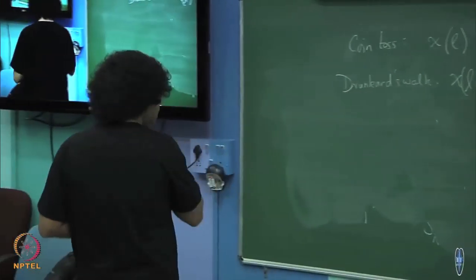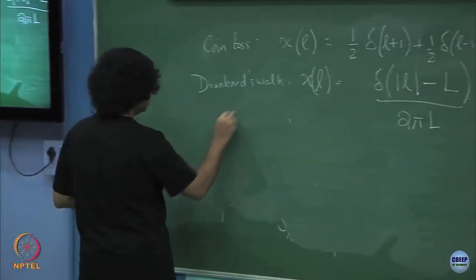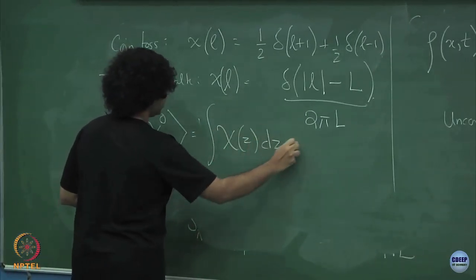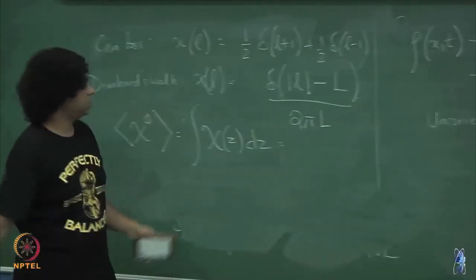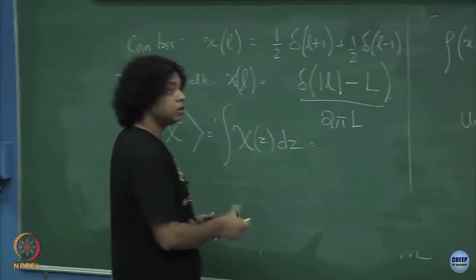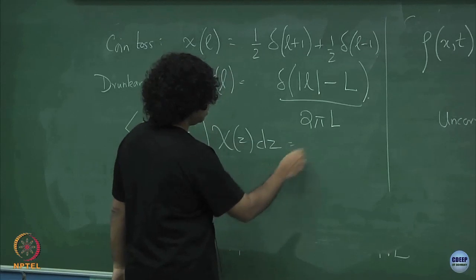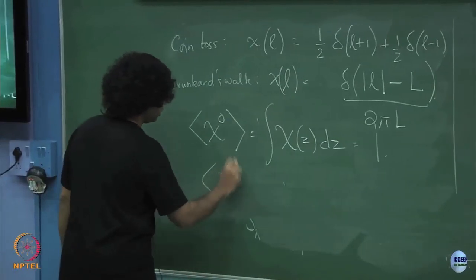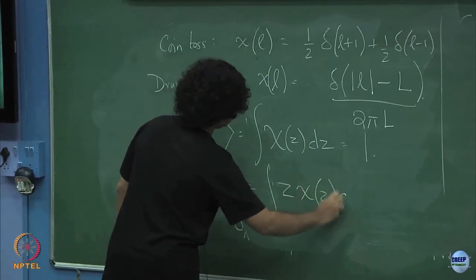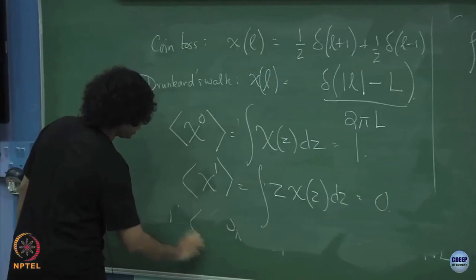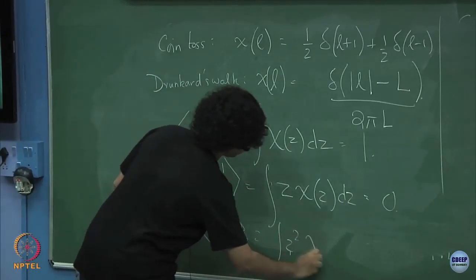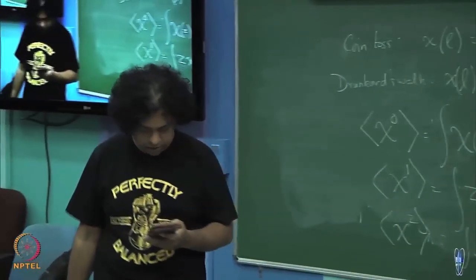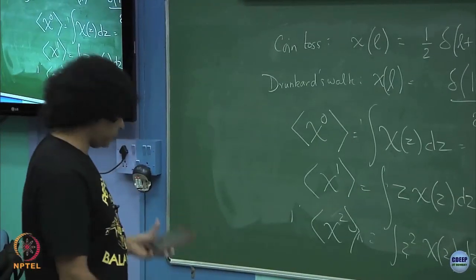Okay. So basically, the moments of this distribution are, the 0th moment is integral chi of z dz. What is that? What is the property of the probability distribution? It is 1, so it has to be normalized. The first moment, chi 1, is integral z chi z dz, and that is 0 because that is the constraint. The second moment, chi 2, is integral z squared chi z dz, which is A squared. So that's how I define my process.